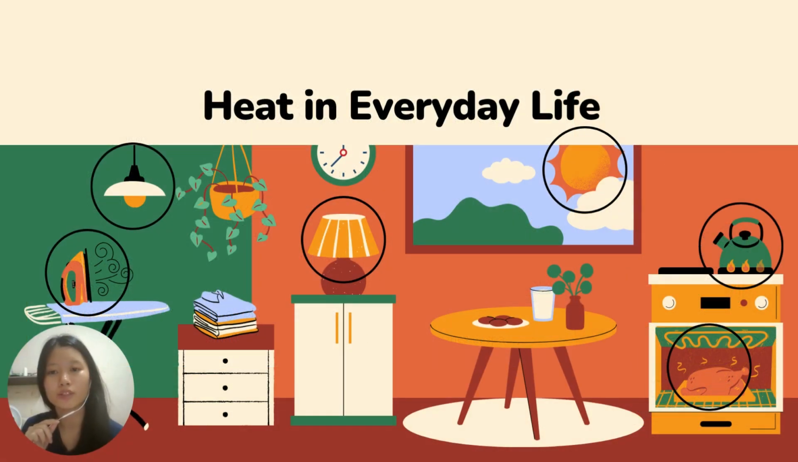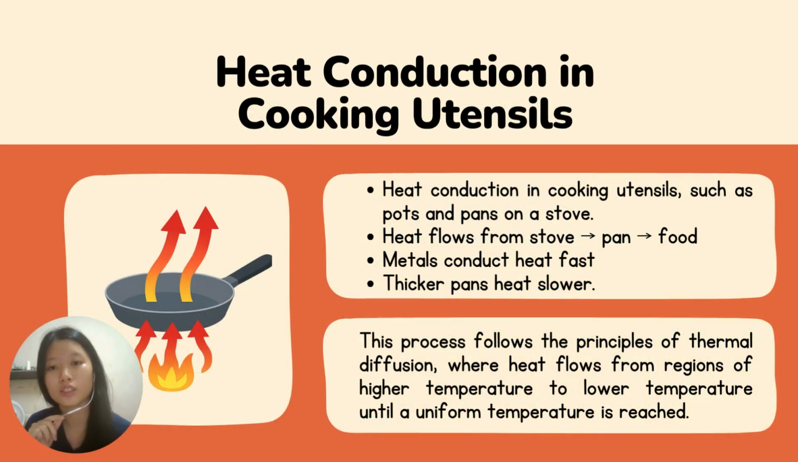Now I will explain the phenomenon. Heat transfer happens everywhere, from the sun warming a room to lamps, ovens, and kettles. These are all examples of how heat moves from a hot object to a cooler surrounding. In cooking, the heat flows from the stove into the pot or pan, and finally into the food. Metal will conduct heat quickly, while thicker pans will heat up more slowly. This follows thermal diffusion, where heat moves from hot to cool areas until the temperature evens out.